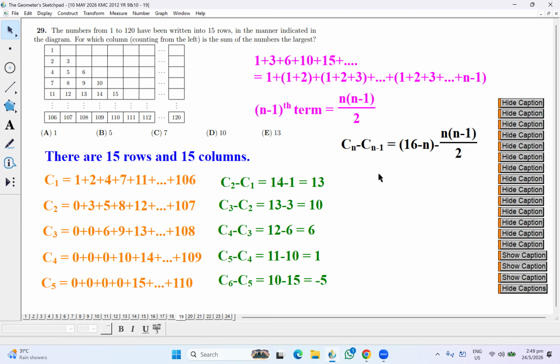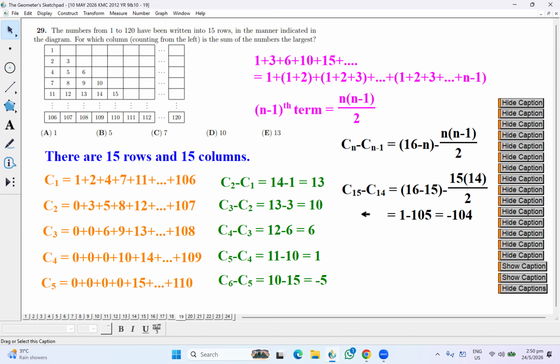For 15 rows, then we have 16 minus n. Like here, 16 minus 2, 14, like that. Then here, n minus 1 over 2. So if we check n is 15, then we know 16 minus 15. Okay. So 15 times 14, so 1 minus 105, negative 104. This is the last 2 rows.